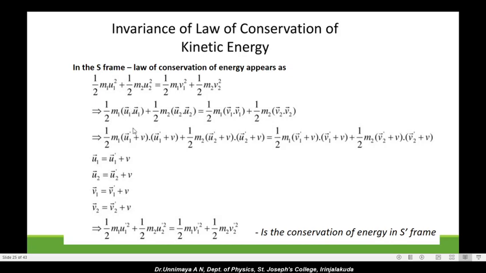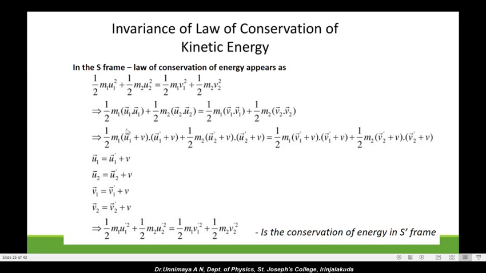So u1 is replaced with u1 prime plus v. So this term becomes half m1 into u1 prime plus v into u1 prime plus v. Similarly, plus half m2 into u2 prime plus v into u2 prime plus v, which is equal to half m1 into v1 prime plus v into v1 prime plus v plus half m2 into v2 prime plus v into v2 prime plus v. So we just replace these velocity terms with their velocity transformation relations.